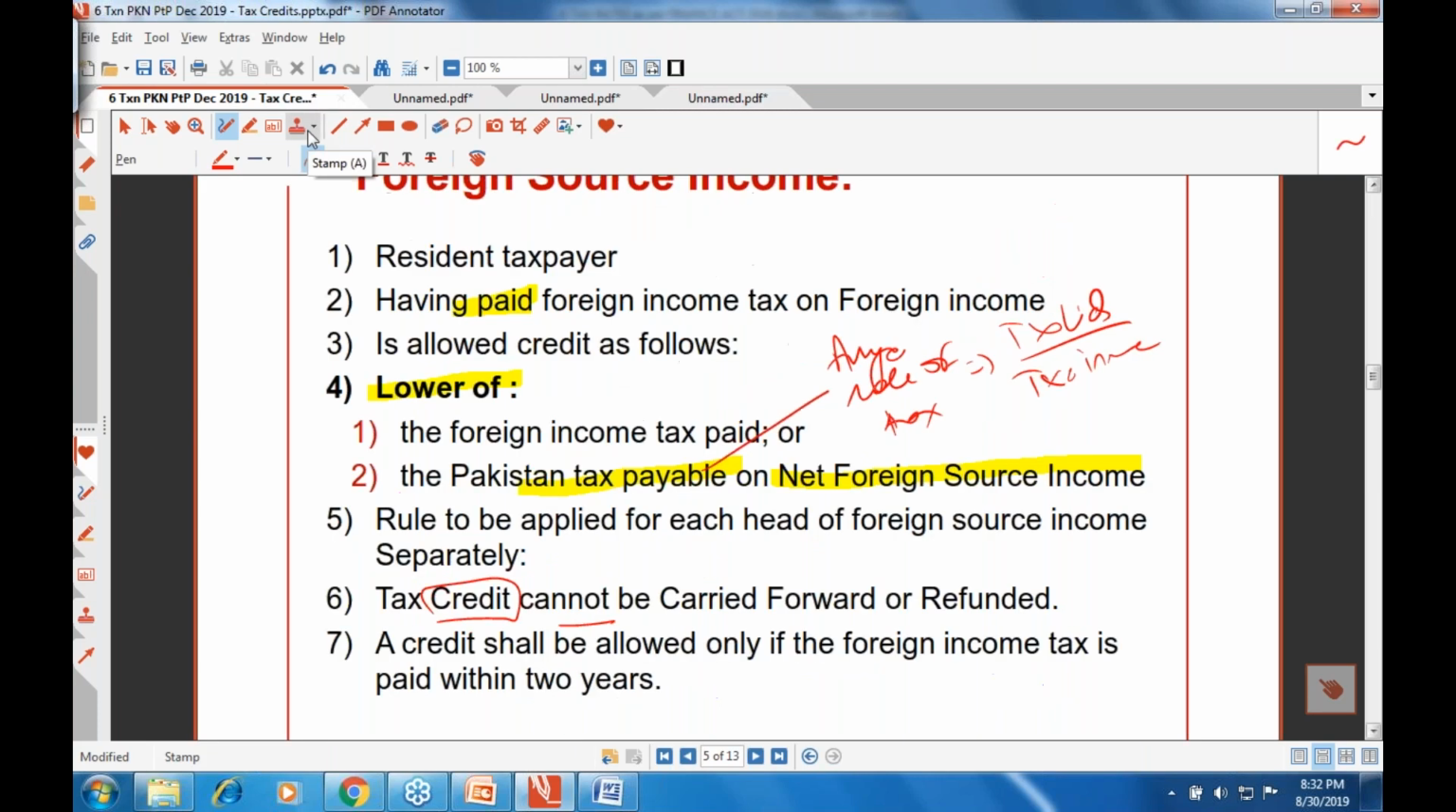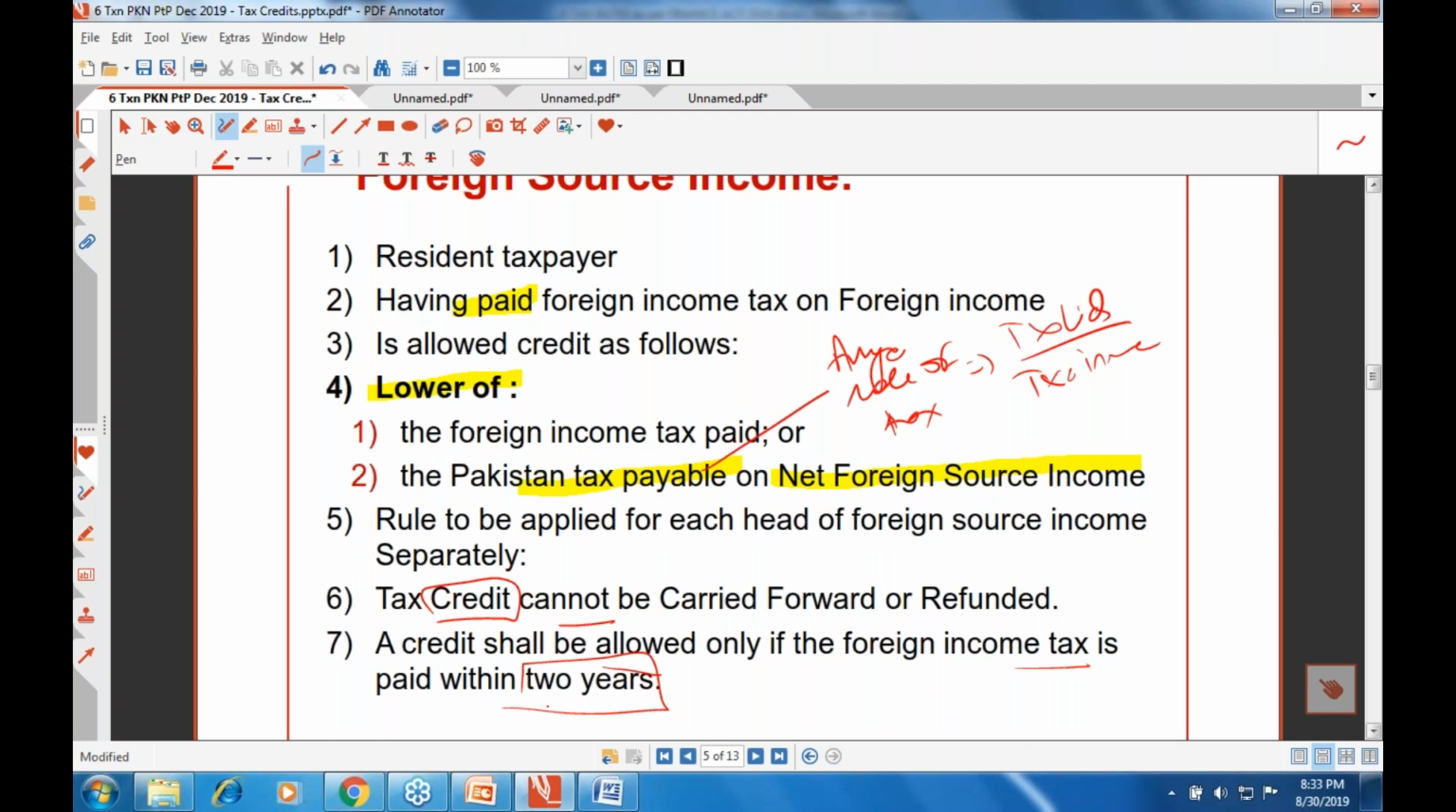The next situation is that a credit shall be allowed only if foreign income tax is paid within 2 years. That's a very important point: the tax credit shall only be allowed if the foreign income tax is paid within 2 years. Like, you have claimed foreign source income but have not paid tax to the foreign tax authorities. If you have not paid, you cannot claim that tax credit. For example, this is tax year 2019. In tax year 2019 you claimed the foreign tax credit, and you did not pay tax to that foreign tax authority in 2020, and you did not pay the tax in 2021.